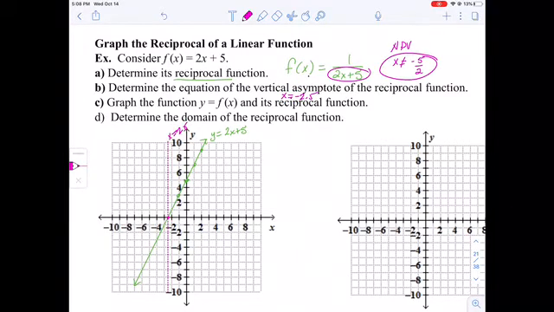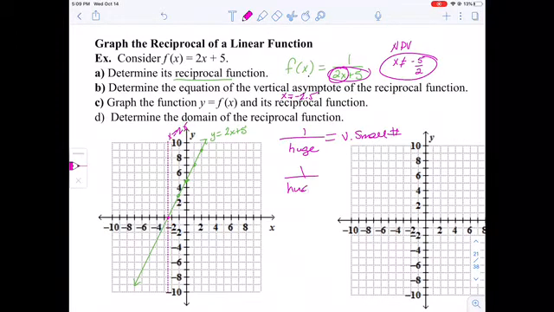And that comes from my non-permissible values. That's what my value is not allowed to be, okay? My horizontal asymptote: if I put a really huge number in here, I'm going to be dividing 1 by a huge number. Because if I took a huge number and times it by 2 and added 5, it's still going to be a huge number. And 1 divided by a huge number is going to be a very small number. Okay, so I know that my horizontal asymptote is going to be my x-axis, because it's very, very close to 0 on both sides.